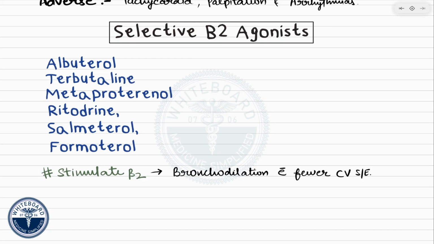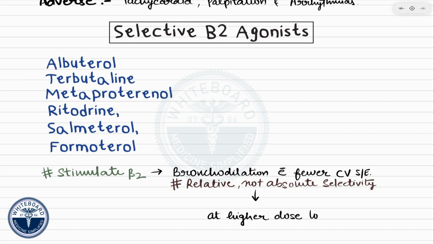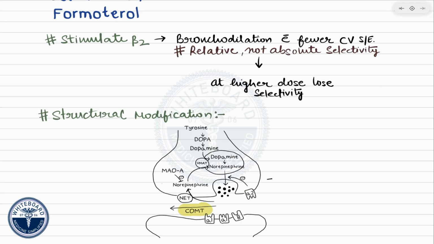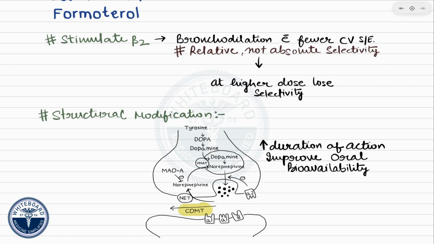However, it is important to remember that this beta-2 selectivity is relative, not absolute. At higher doses, these drugs begin to lose their selectivity and can also stimulate beta-1 receptors, leading to tachycardia and palpitations. Another major advancement in the development of beta-2 agonists was the modification of their chemical structure. These structural changes made many of these drugs resistant to metabolism by catechol O-methyltransferase, increased their duration of action, and improved the oral bioavailability of some agents. Examples include metaproterenol, Terbutaline, and Albuterol.